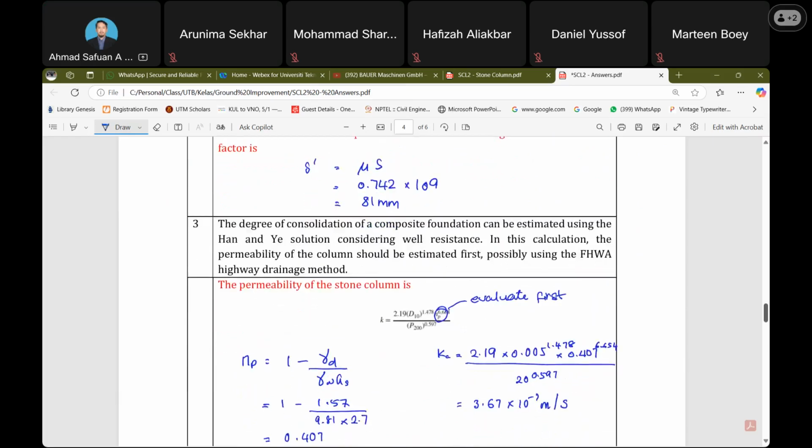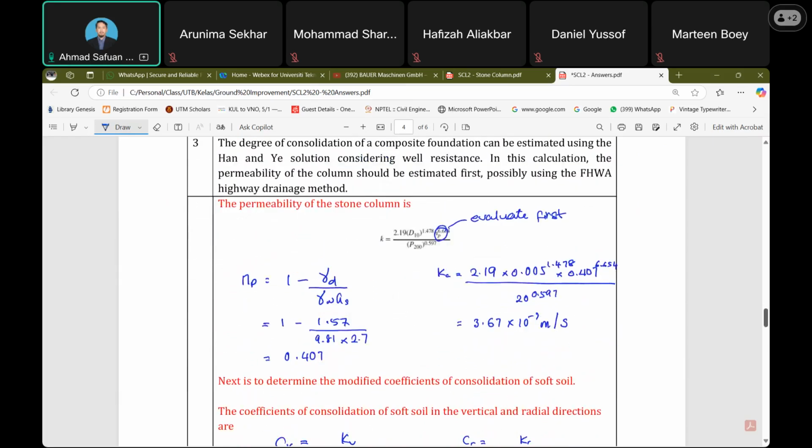Okay, the step here, first determine the permeability of the stone column. That is equation 2.19, times D10 to the power of 1.478 and P to the power of 6.654 over 20 to the power of 0.957. So get the NP first. Then we obtain KC is equal to 3.67. So that is for the KC.